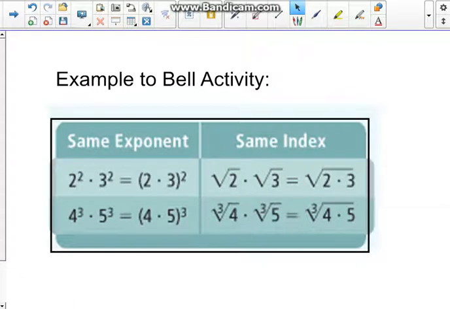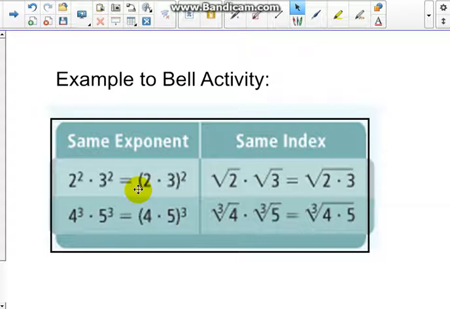Here's a couple of examples to the bell activity. Here's 2 numbers with the same exponent: 2 squared, 3 squared. When we multiply those together, we have open paren, 2 times 3, close paren, squared. That would turn out to be 6 squared, which in the end would be 36.